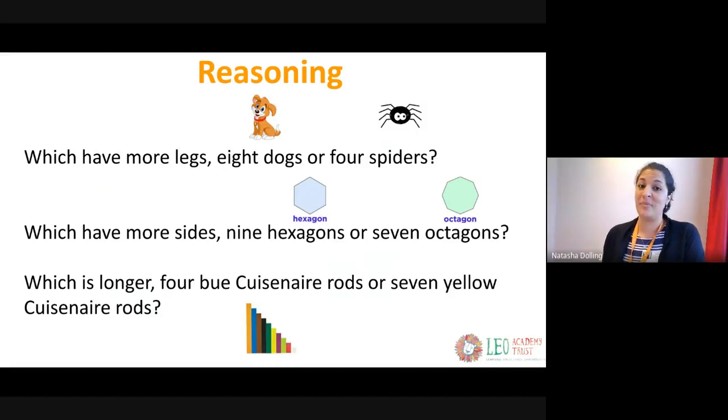So with that first one, 8 dogs and 4 spiders, what if I wanted the number of legs on spiders to be more than the number of legs on the dogs? How do I change it? What numbers can I make different? So that's a really nice way of putting in reasoning with times tables.